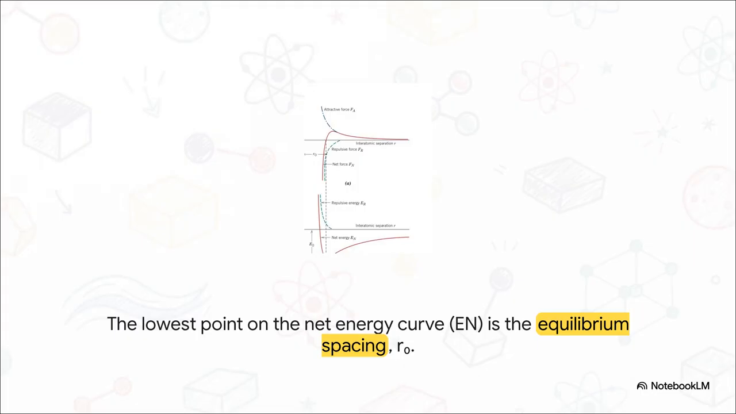And here is that landscape. This bottom curve shows the net potential energy. Notice something familiar? The absolute lowest point of this energy well or trough lines up perfectly with that R0 spacing we just found. It makes sense, right? Nature's kind of lazy. It always wants to be in the lowest possible energy state. For these atoms, that's their stable home.